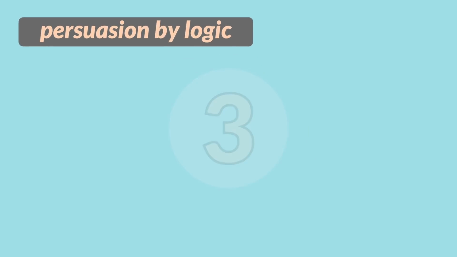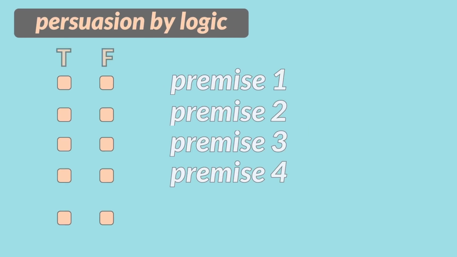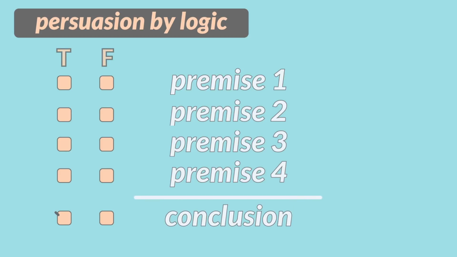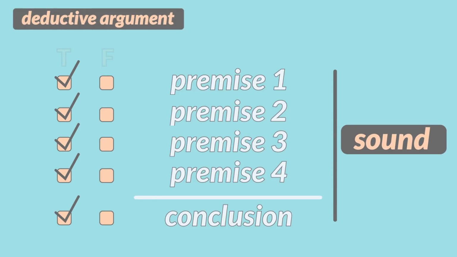The last of the 3 methods is persuasion by logic. A good logical argument will put forth a series of premises, statements that are either true or false. Based on these premises, a conclusion must be made. If the conclusion would be true if all of the premises were true, then the argument is said to be valid. If, in fact, all of the premises are true and the argument is valid, then it's also sound. This is known as a deductive argument.